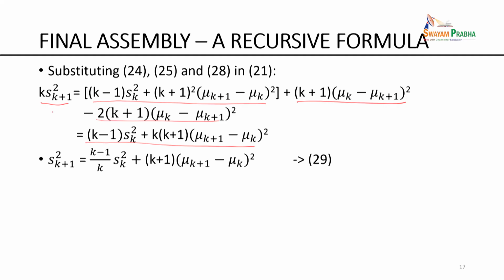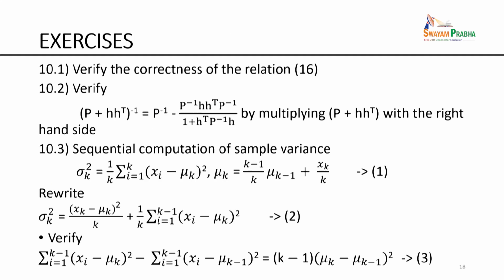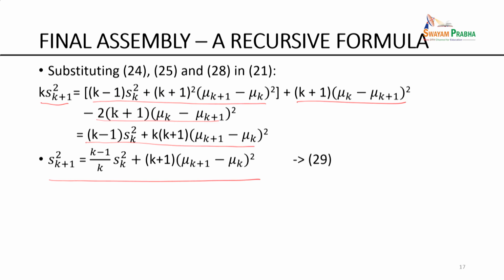Therefore, if I divide both sides and simplify, I get this relation, which is xk plus 1 whole square is equal to k minus 1 by k sk, plus k plus 1 times that. So now you can see this is the weighted average. This is the weight, this is the weight, this is the old estimate, and this is the square of the difference between the average using k plus 1 and k observations.